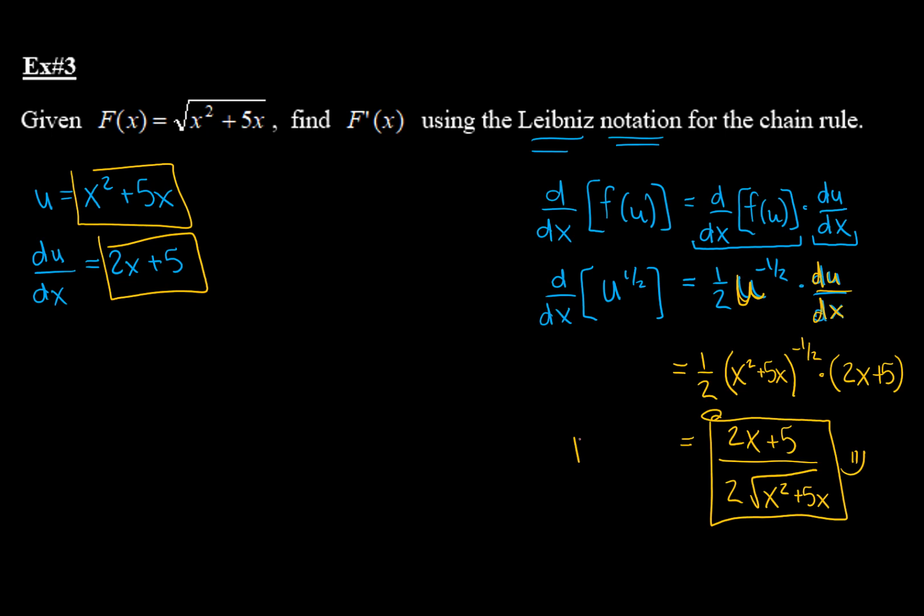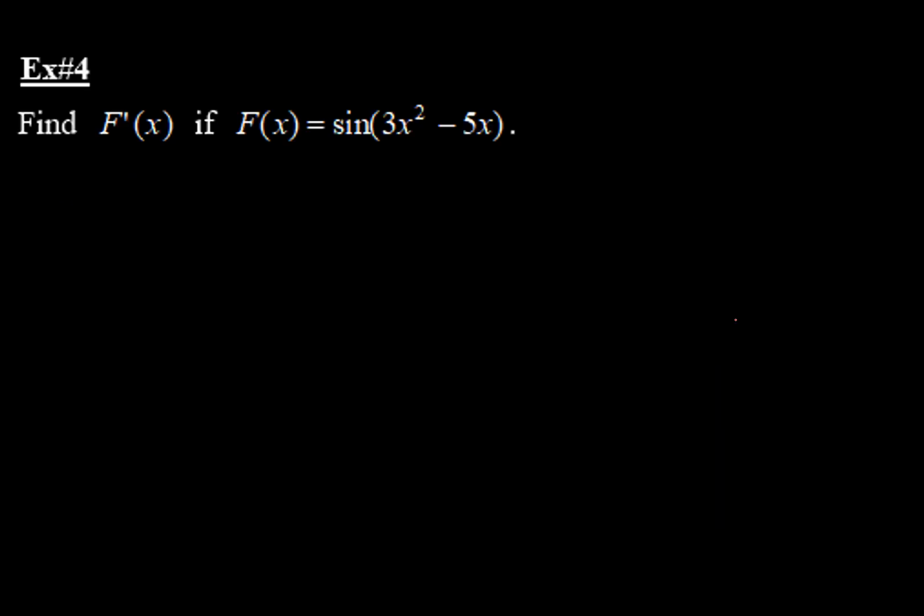And that gives me my f prime of x. Let's do this next one. I want to find the derivative of f of x equals sine of 3x squared minus 5x.